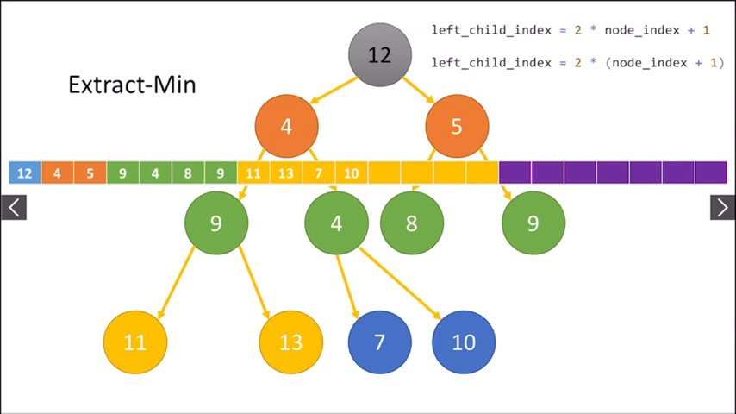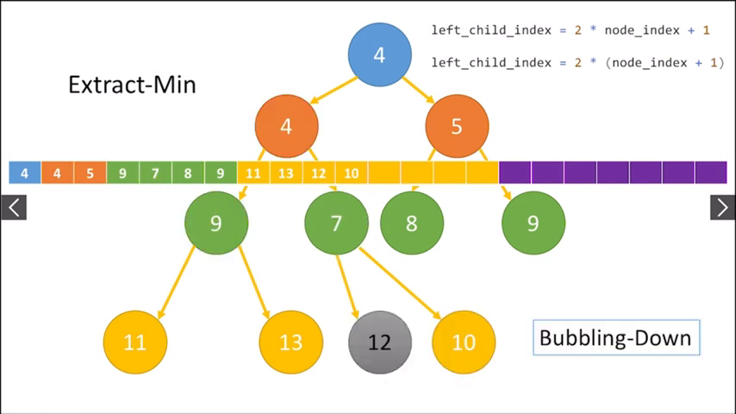So now using the left children equations, we can compare the 12 to its 2 children, replace it with the smaller, and replace the 12 with its 4. And then look at the 12's 2 children and see if there are heap violations there. They're both violating, so we replace it with the smaller of its 2 children, and then so on all the way down the tree. And we usually call that bubbling down.